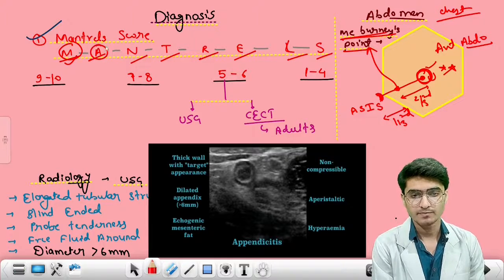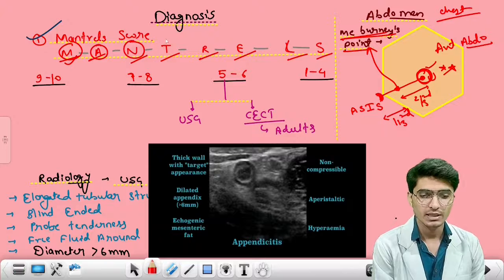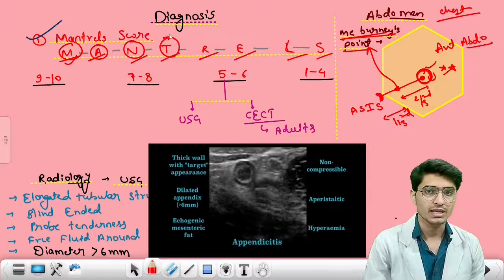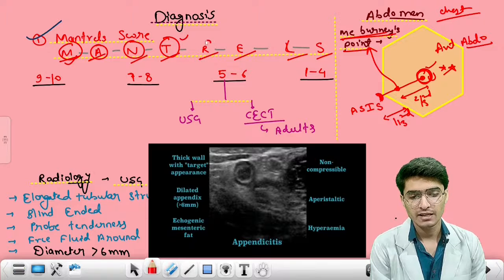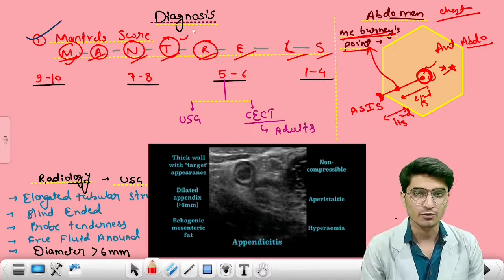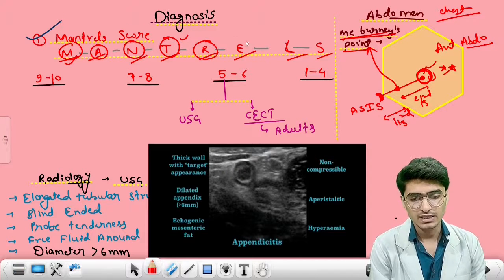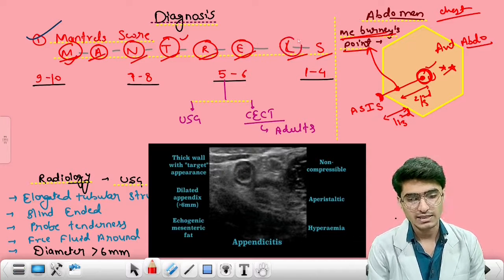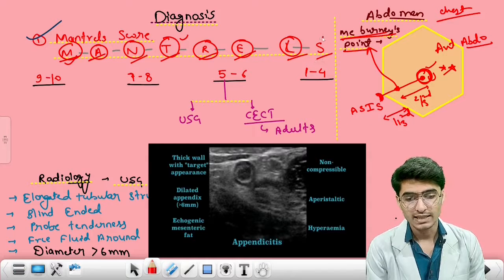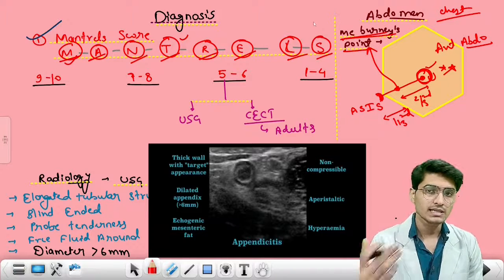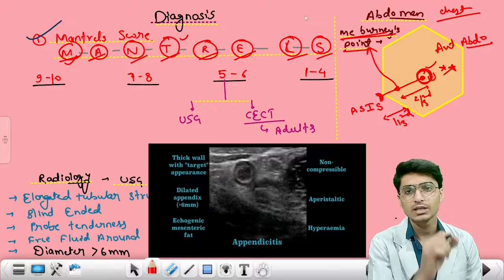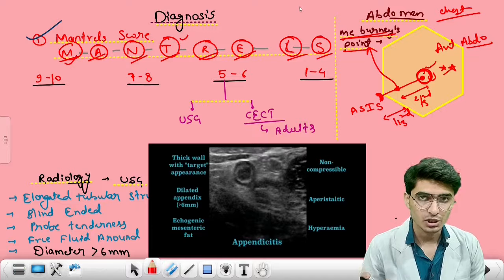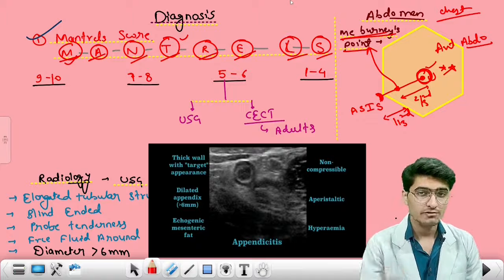A is anorexia, N stands for nausea and vomiting, T is tenderness. If you press at the right iliac fossa, patients complain of pain, which is the tenderness. If we suddenly withdraw our hand from the right iliac fossa, that also causes pain, which is rebound tenderness. E stands for elevated temperature, L is leukocytosis, and S is shift to left. Since it is an inflammatory condition, immature WBCs are poured from the bone marrow into the general circulation, which causes the shift to left.